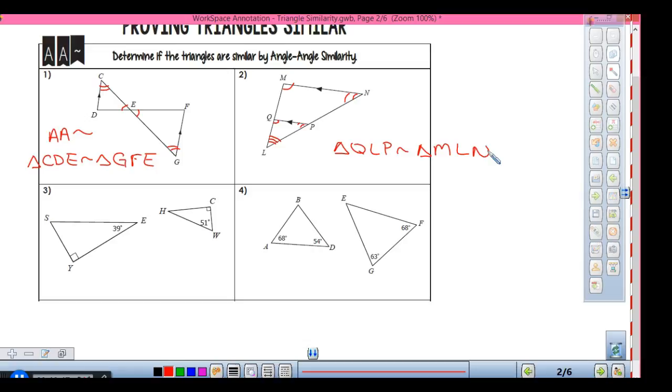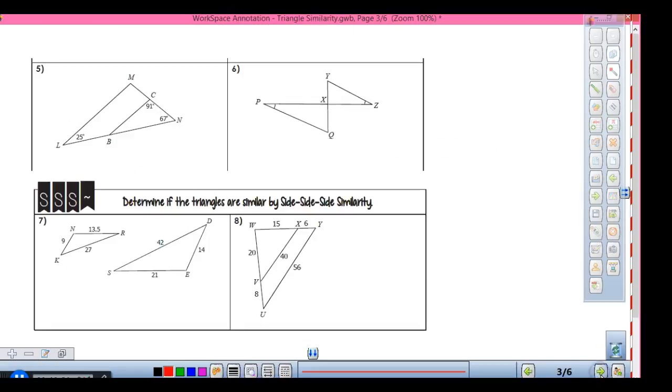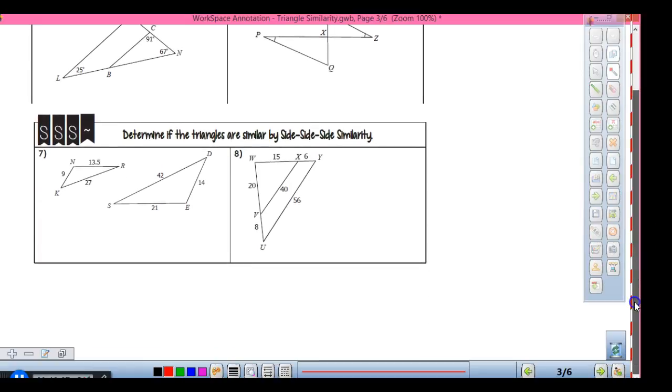Any questions on that? You're positive? Alright. Okay, so let's look at number 8. Okay, in 8, we're looking for what? Side, side, side.